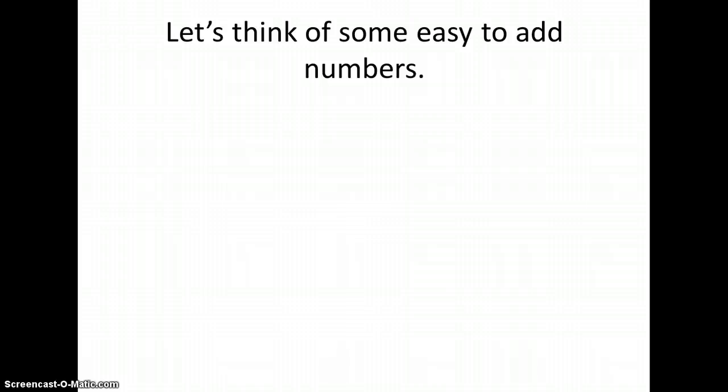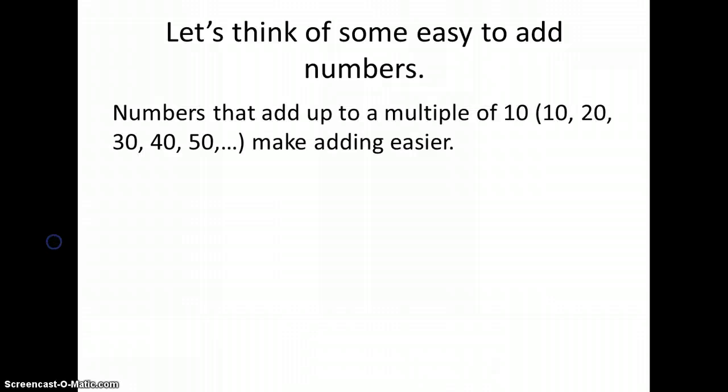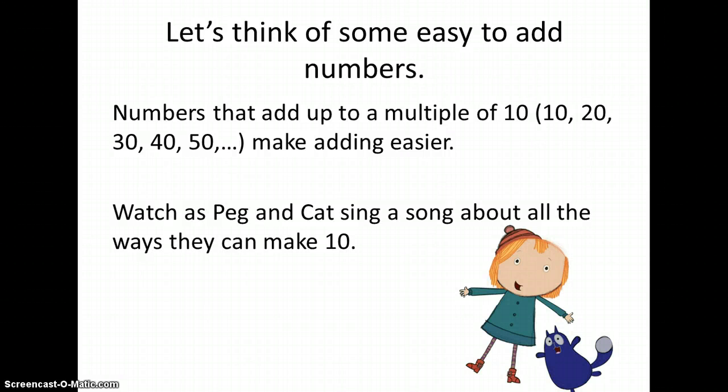Before we start talking about the commutative property and how that works, let's think about some easy-to-add numbers. Numbers that add up to a multiple of 10, such as 10, 20, 30, 40, 50, and so on, make adding easier. Watch as Peg and Cat sing a song about all the ways they can make 10.